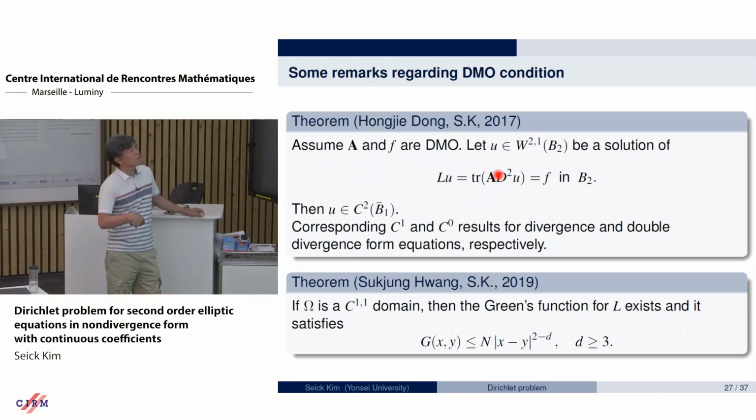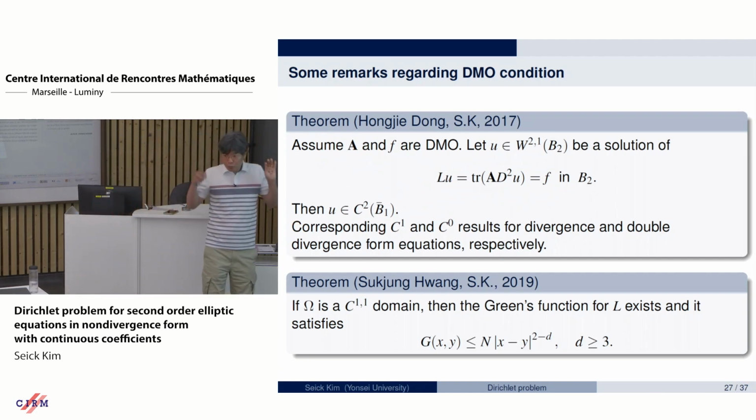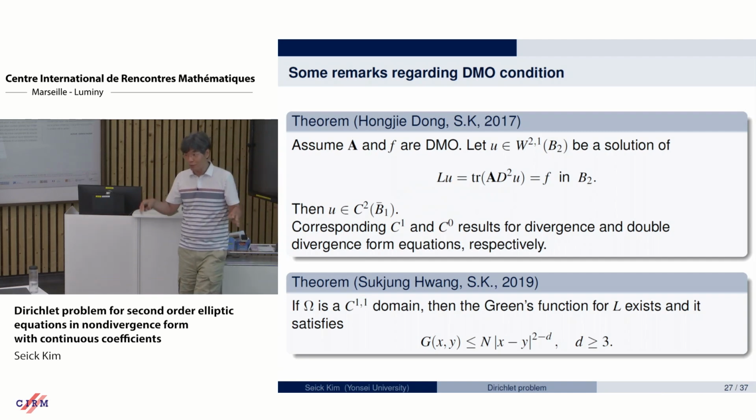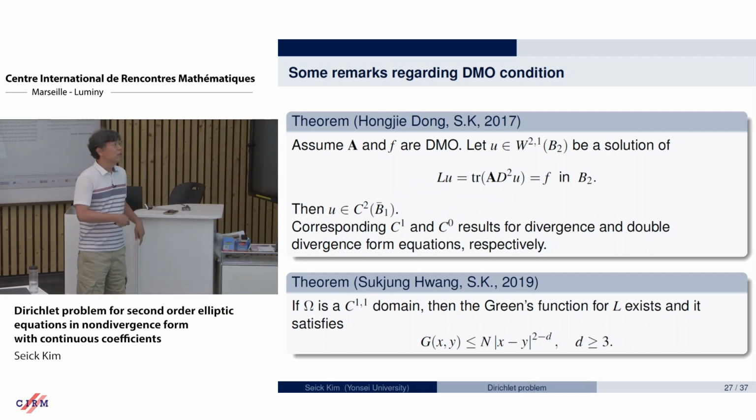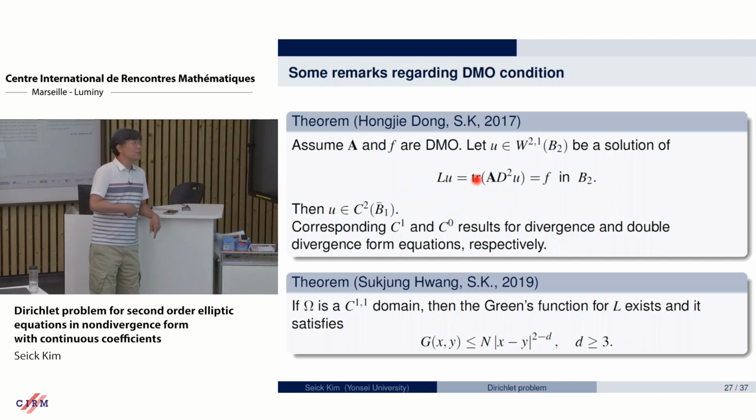If you have a non-divergence type equation, Lu = f, and assume that both the coefficients A and the data f are Dini mean oscillation, then this W^{2,1} solution is C^2. It's really continuously differentiable. What you do is push the Schauder theory up to the limit, in some sense. Then you have a corresponding result for C^1 and C^0.